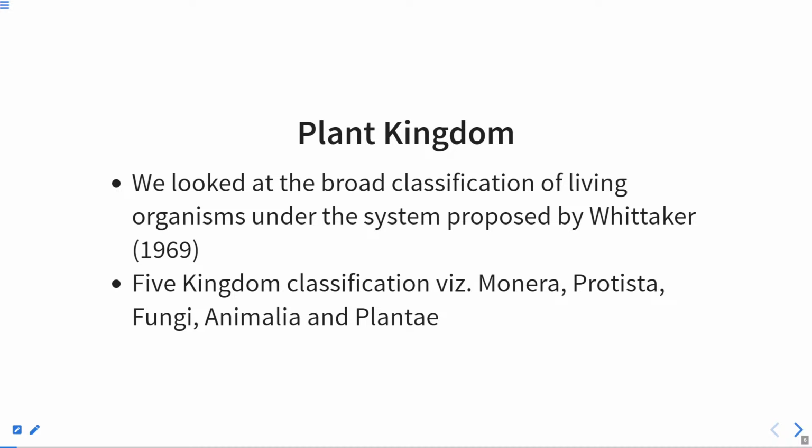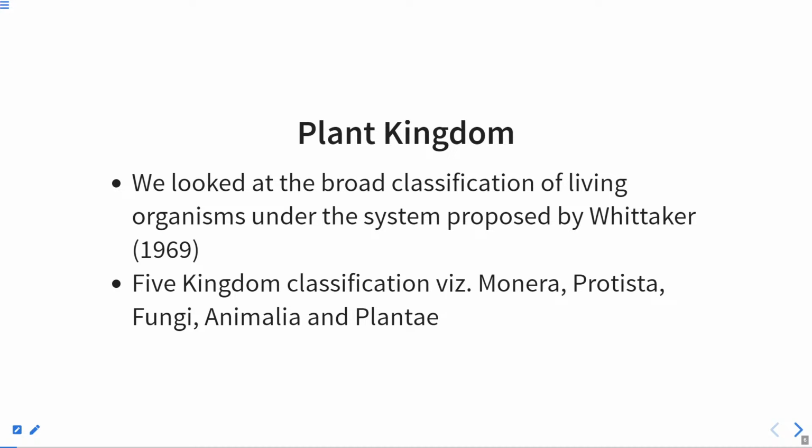So we look at the broad classification of living organisms under the system proposed by Whittaker. Yes, we have studied the Whittaker classification in the biological classification chapter, right? According to the Whittaker classification, it has been divided into 5 kingdoms, that is Monera, Protista, Fungi, Animalia, and Plantae.